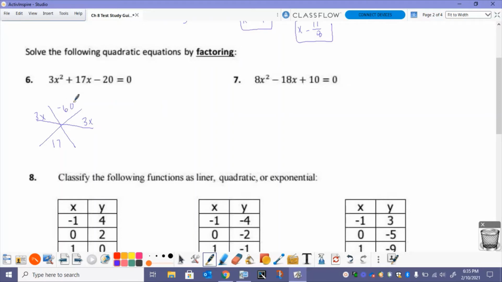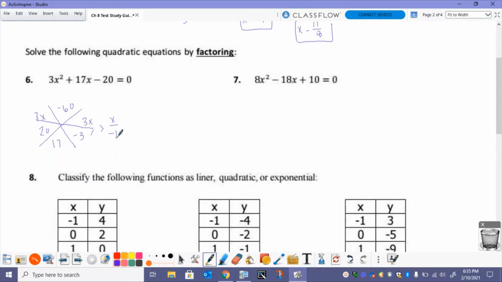Okay, so what can we multiply to negative 60 and add to positive 17? So think of your factors of what you could get to negative 60, and then see which one works for 17, or type it in your calculator, whichever one works. So we get 20 and negative 3. Multiply to negative 60, add to positive 17. All right, so out of these, the only one that can be simplified is this 3x over negative 3, which is just going to be x over negative 1.